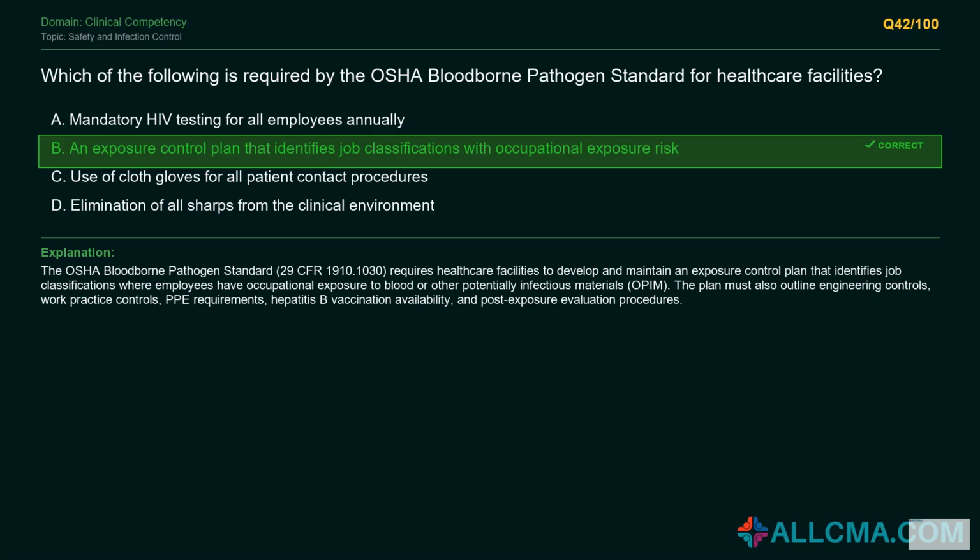The correct answer is B. The OSHA bloodborne pathogen standard, 29 CFR 1910.1030, requires healthcare facilities to develop and maintain an exposure control plan that identifies job classifications where employees have occupational exposure to blood or other potentially infectious materials, OPIM. The plan must also outline engineering controls, work practice controls, PPE requirements, hepatitis B vaccination availability, and post-exposure evaluation procedures.